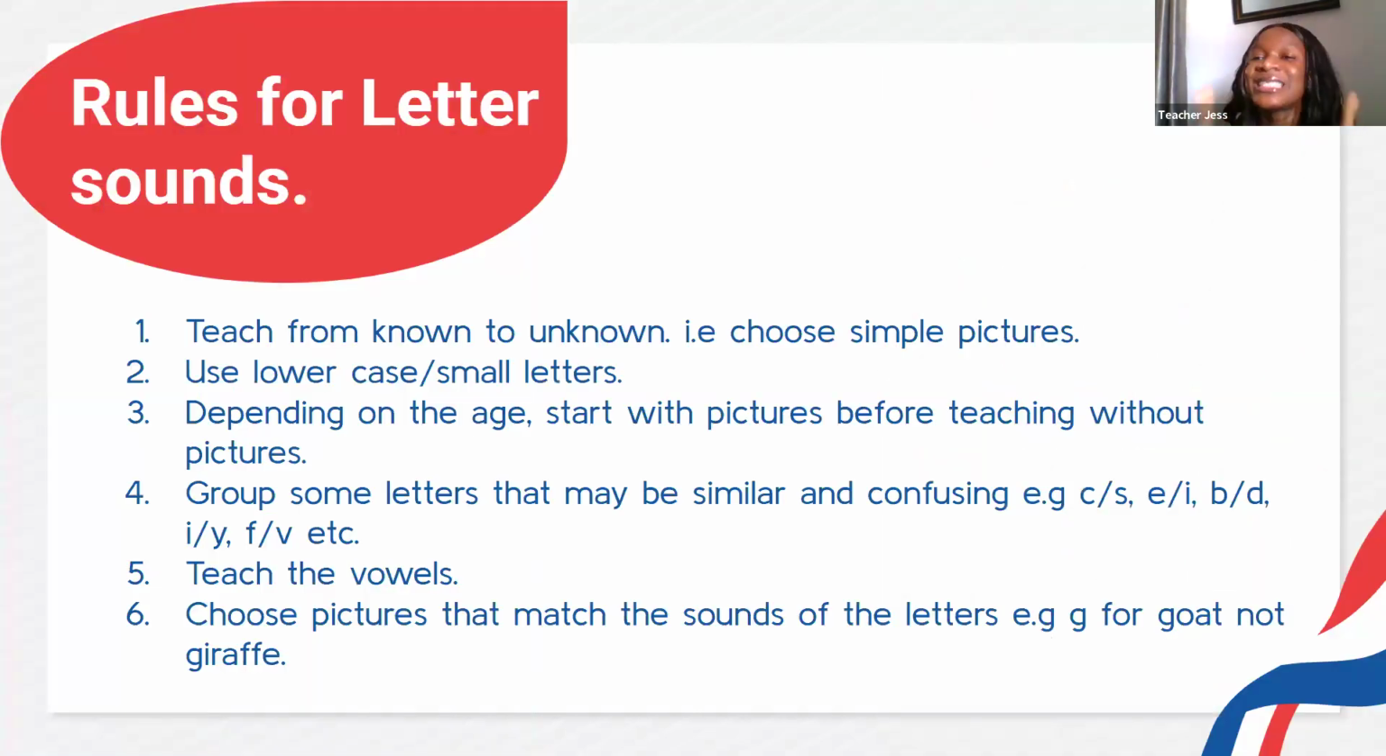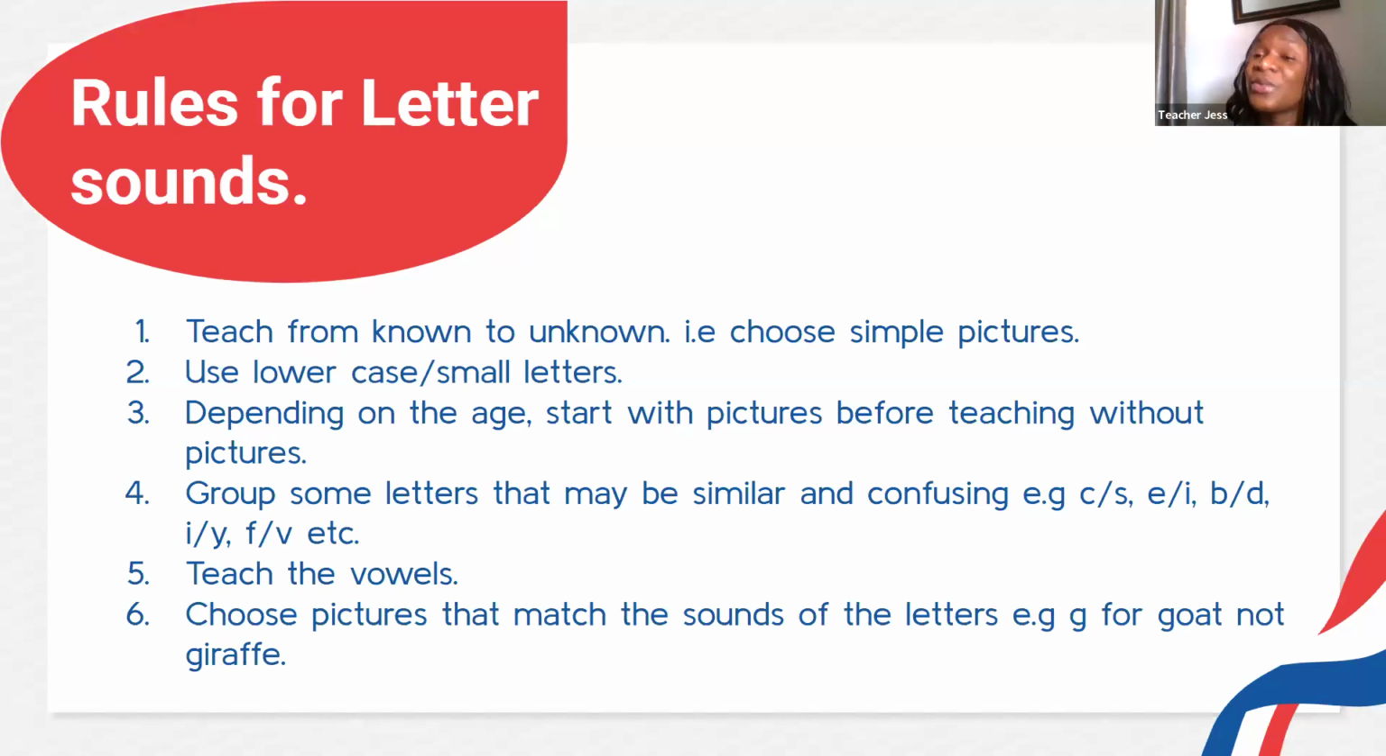Number 1, when you're teaching letter sounds, please teach from known to unknown. Choose simple pictures. Now, when we're teaching letter sounds, you start with letter sounds with pictures before letter sounds without pictures, depending on your age and level. Yes. For example, 8 years old, 10, okay, letter sounds without pictures. You just introduce the sounds of the letters straight up. For toddlers, for younger kids, you move with pictures first, without pictures.